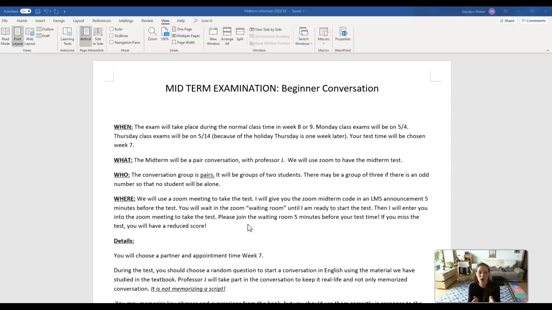So we will just use one room, and you will join the waiting room, and I will say, okay, whose test time is it? Okay, student 1, student 2, join my room. So I can allow you to join the room. And then when you are done, you will log off. Okay, next student, join. So please log into the waiting room 5 minutes before your test time. Maybe we will start a little bit early if everything is going well. Okay?